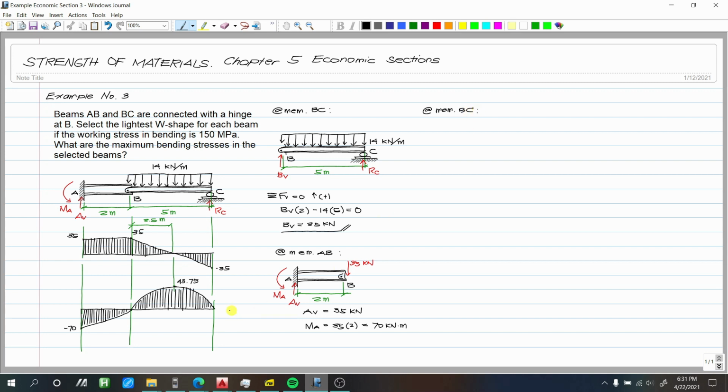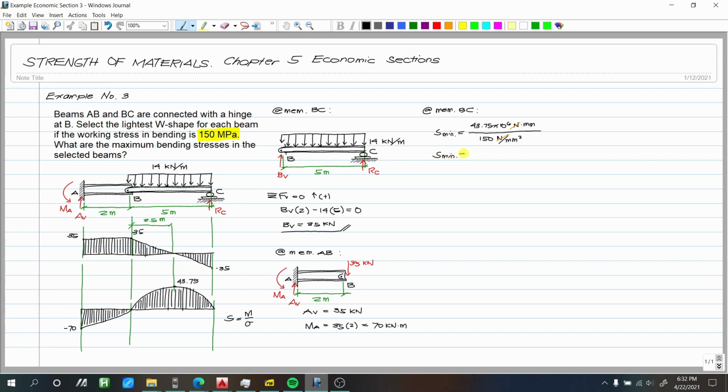So, of course, we know that our S is equal to M over bending stress. So, our S minimum for member BC is equal to, what is our moment? Okay, so our maximum moment for member BC is 43.75, times 10 raised to 6 to make it Newton millimeter, over the bending stress. Our bending stress is 150 Newton per millimeter squared. So, the Newton cancels out, and this goes up or is reciprocated, so it becomes millimeter to the cube.